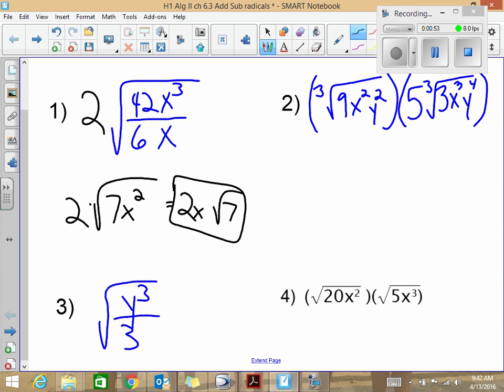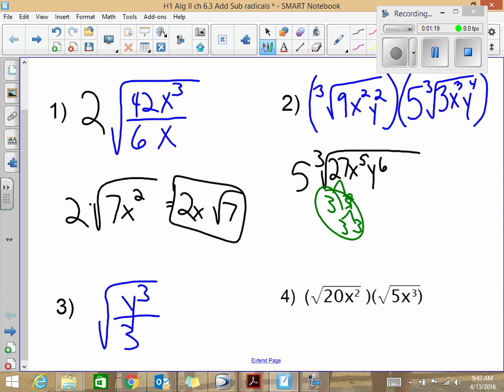Again, they're both cube roots, so you can first multiply and you get 5 cube root of 27, x to the 5th, y to the 6th. Okay? And then, so now that's the first step, you've multiplied. Now you want to break it down. And we get 3 times 9, 3 times 3. And again, because we're looking for cubes, we need 3 of something. So 3 3s, so a 3 comes out. It's going to multiply with that 5. Everybody with me on this?